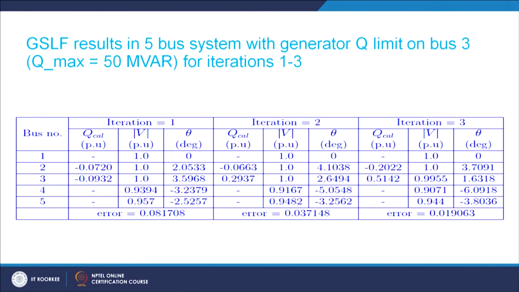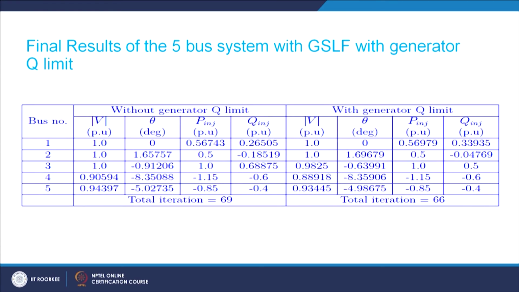If we keep doing this calculation again and again with the same convergence criterion, that is 1.0 times 10 to the power minus 12, then this algorithm converges in 66 iterations. For comparison, we have shown the results without the generator Q limit and with the generator limits side by side.